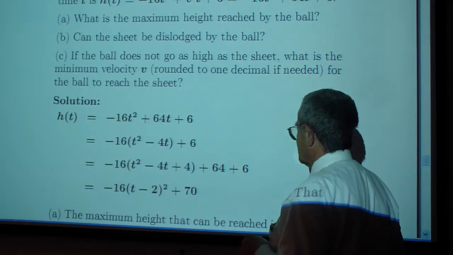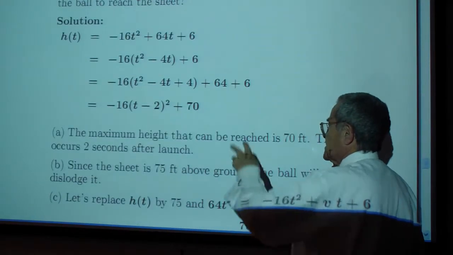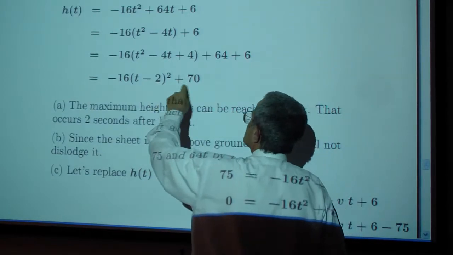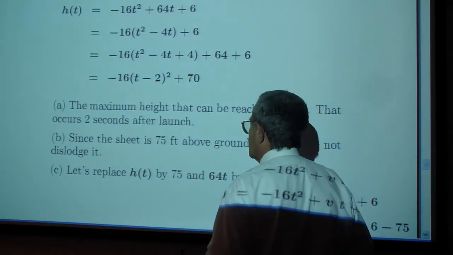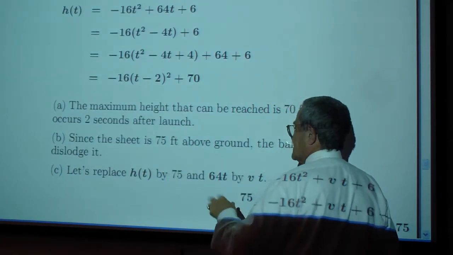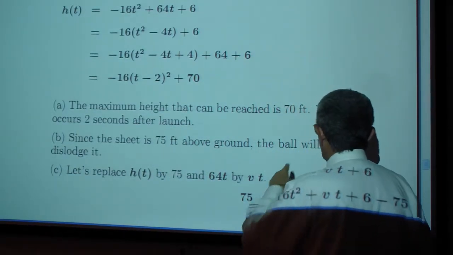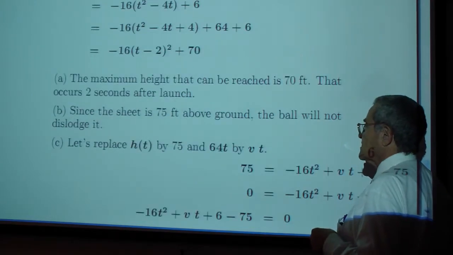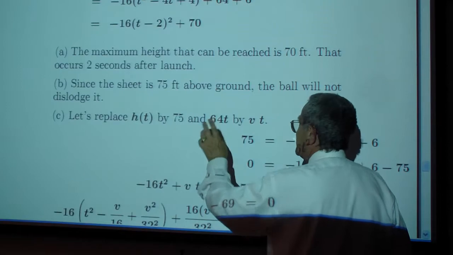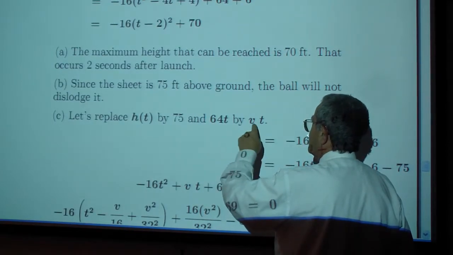I have to go back and redo that. So I got a perfect square. It takes 2 seconds for us to reach that height, but the sheet is at 75 feet, so the ball did not reach the sheet. Let's replace the 64 feet per second, not miles per hour, by v.